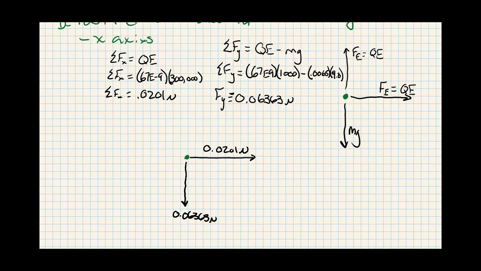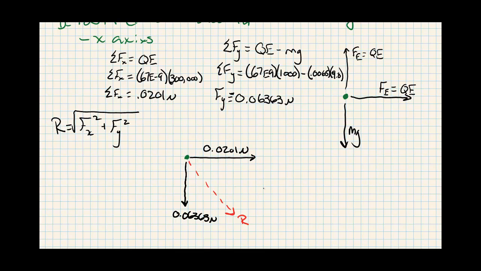I think it should be pretty obvious that if it's being pushed down and to the right, the resulting total net force is going to be something like this. Down and to the right is our resultant force. So how do we combine two forces at right angles? We apply the Pythagorean theorem, and we know that our resultant is going to be equal to our force in the x squared plus our force in the y squared, square rooted.